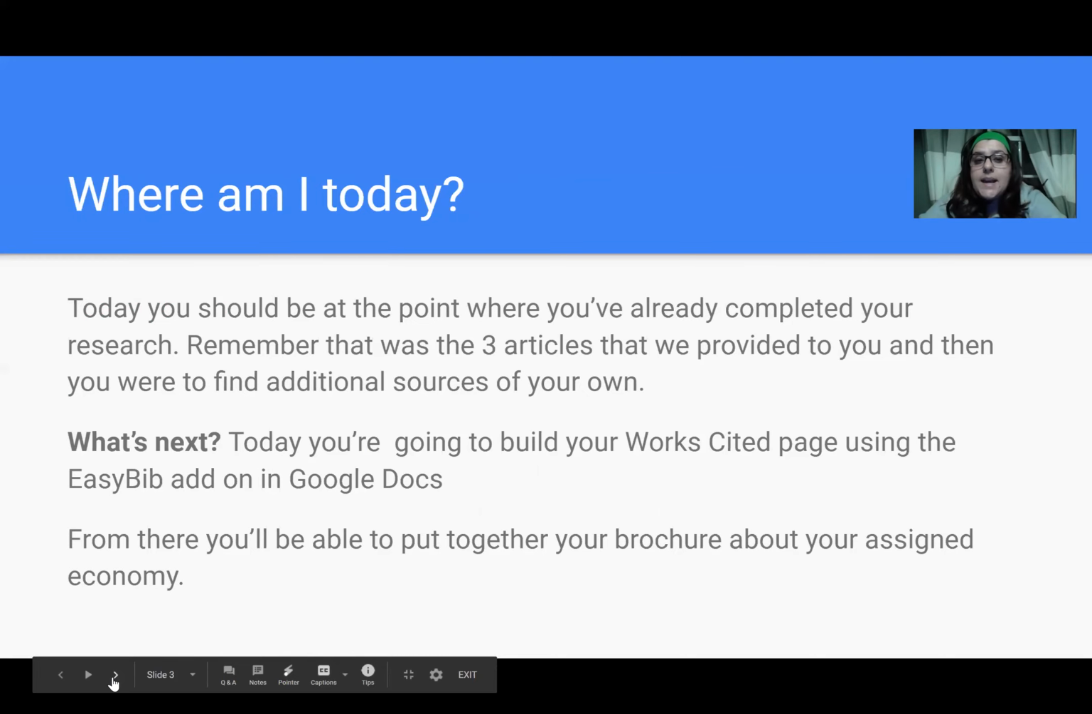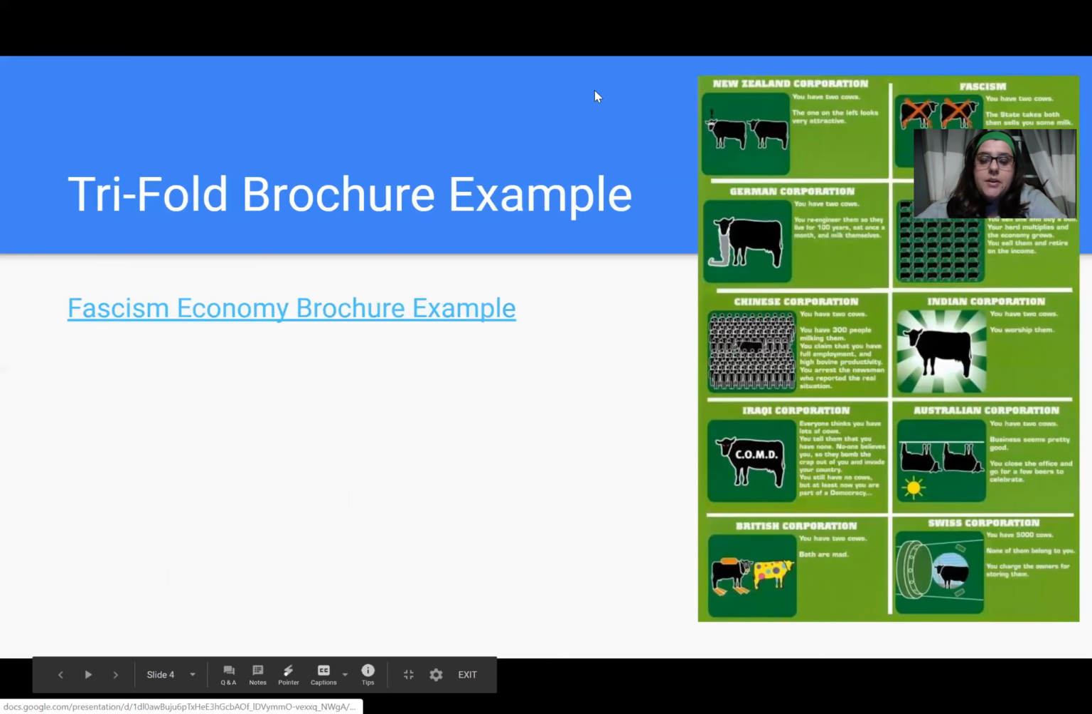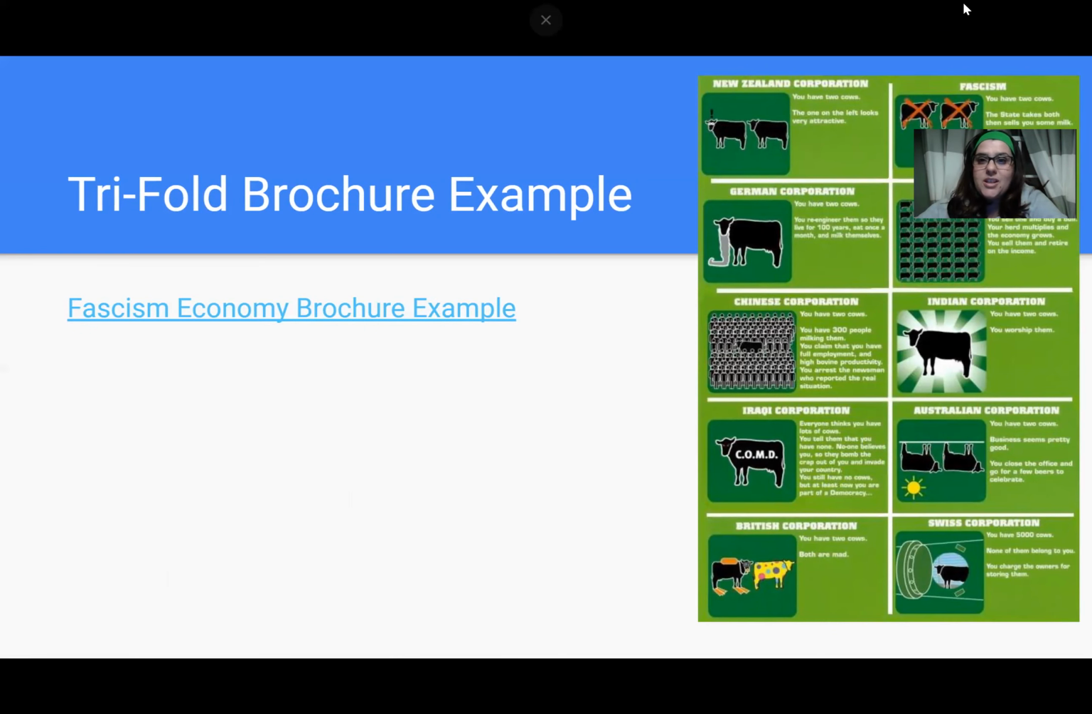So what's next today, I'm going to show you how to build your works cited page. It's super, super easy. And you're just going to be using the EasyBib add-on in Google Docs. And then from there, you'll be able to put your brochure together. So I will show you how to do that.